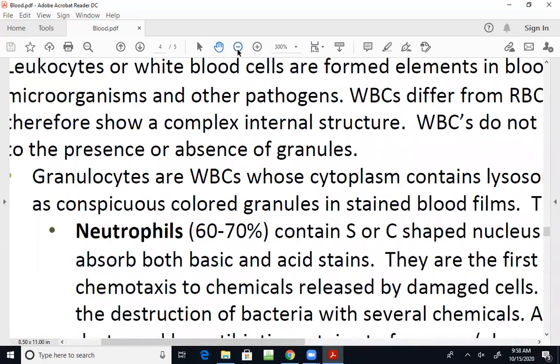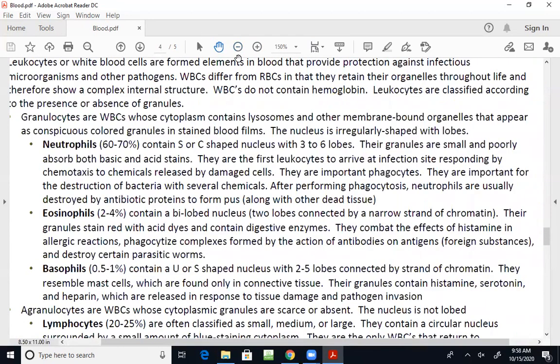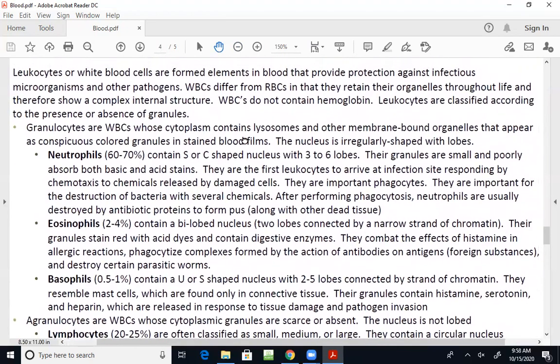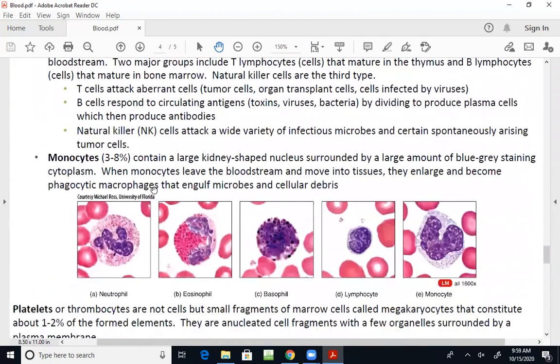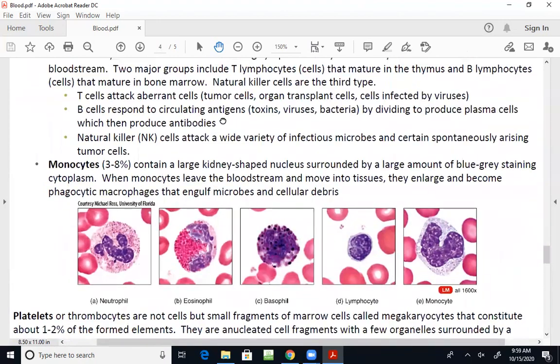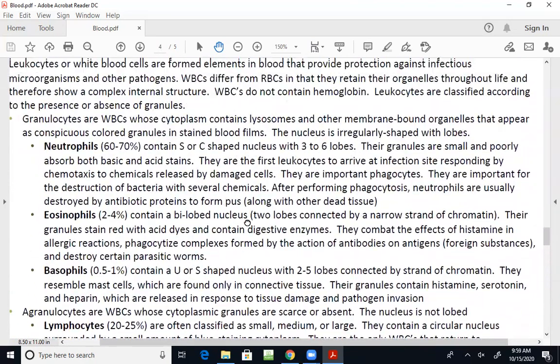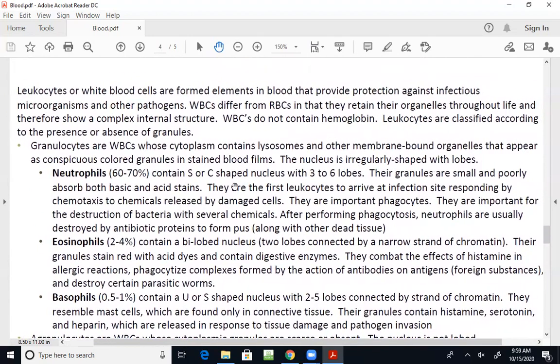All right. Before we talk about the difference between granulocytes and agranulocytes, let me just talk about white blood cells as a whole. We know already the other term for them is leukocytes, formed elements in our blood that provide protection against infectious microorganisms and other pathogens. They're different than red blood cells in that they retain their organelles throughout their life, and they show a much more complex internal structure. You can see here on our pictures, these are zoomed in under a microscope 1,600 times. They do not contain hemoglobin, so they have no role in carrying oxygen or carbon dioxide.